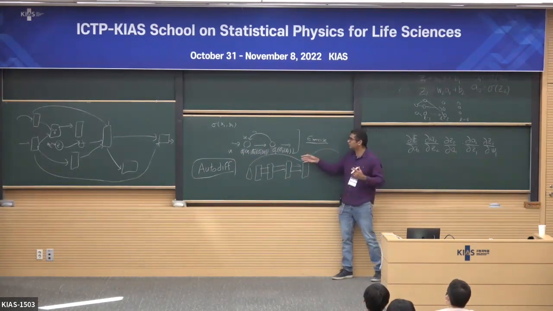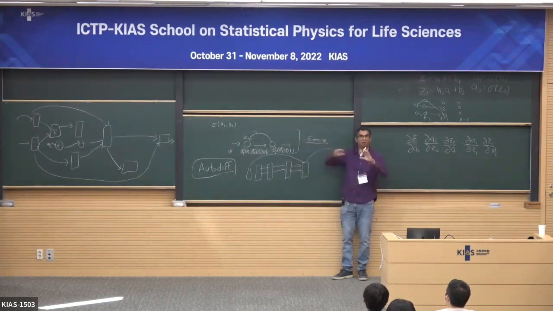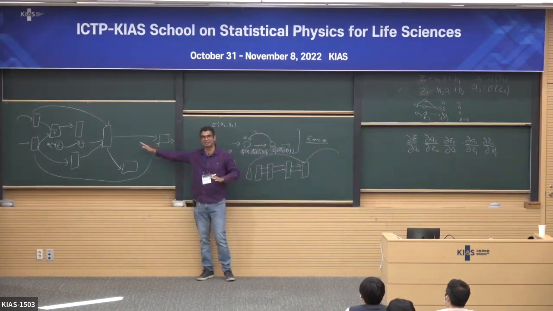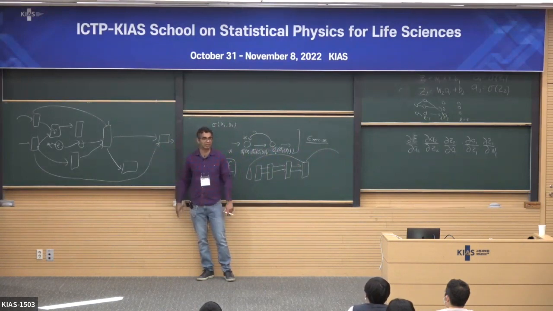So every time people do something clever, it's some clever way of turning a problem into something that looks like this. The goal of deep learning is to turn a problem into a problem that looks like this. Whether it's a time series, whether it's a generative model, whatever it is, that's what modern deep learning is.